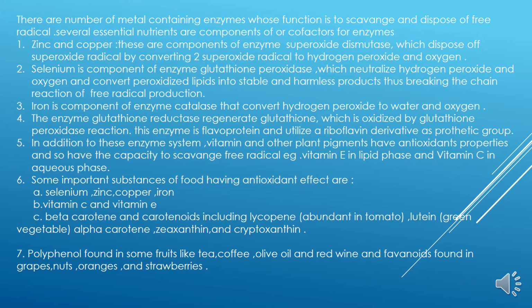Zinc and copper. These are components of the enzyme superoxide dismutase, which disposes of superoxide radicals by converting two superoxide radicals to hydrogen peroxide and oxygen. Selenium. Selenium is a component of the enzyme glutathione peroxidase, which neutralizes hydrogen peroxide and converts peroxidized lipids into stable and harmless products, thus breaking the chain reaction of free radical production.